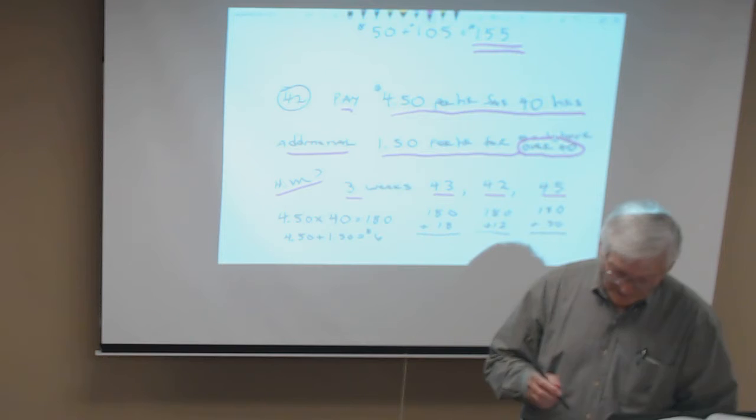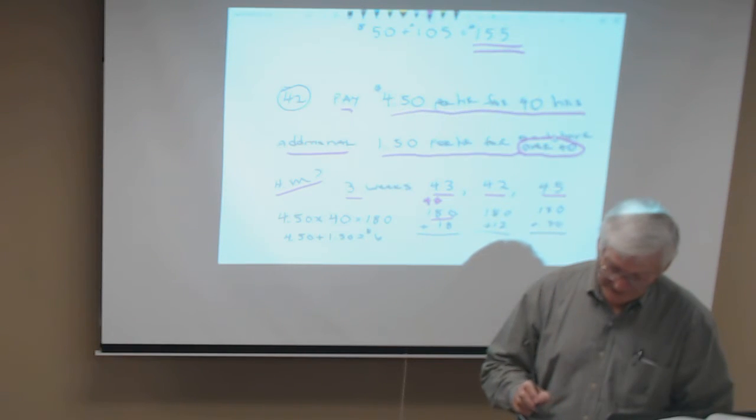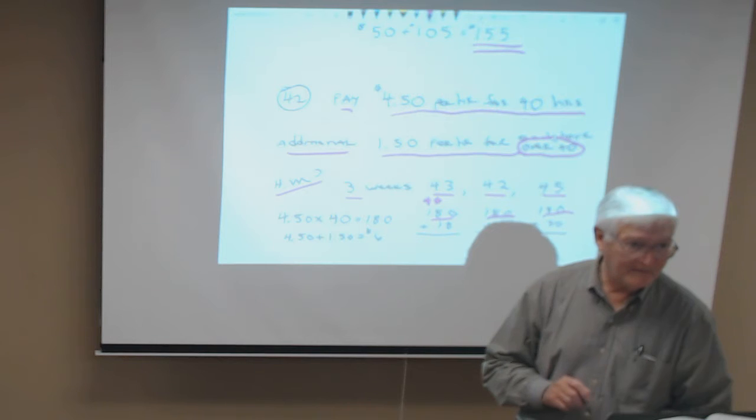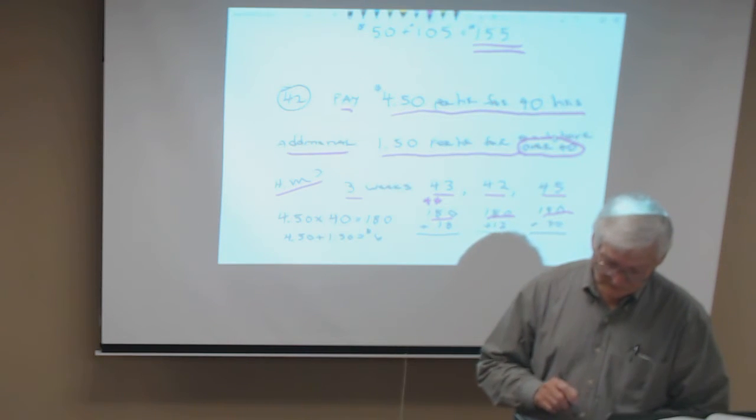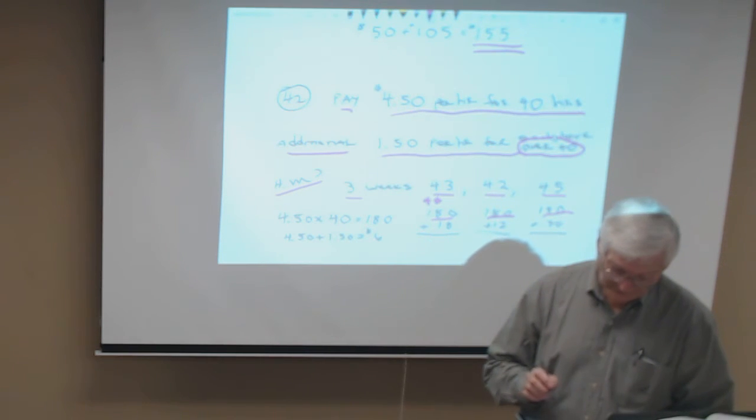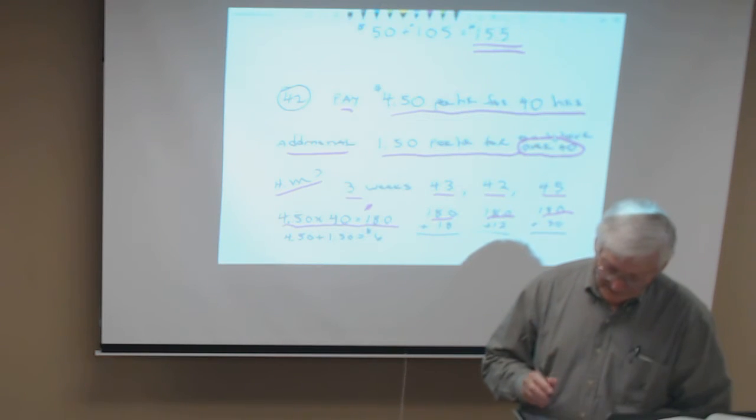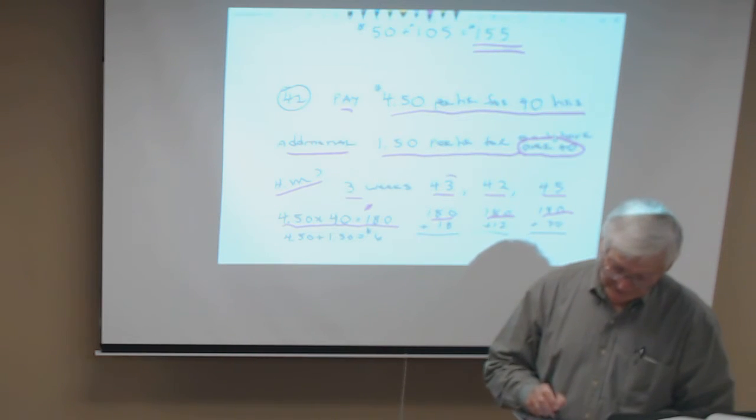Well, what did he get for the first 40 hours? For 40 hours, he got $180, didn't he, every time? Everybody follow that? What's 40 hours times 450? 450 times 40 hours is $180. Then, here he has 3 hours extra. So what's 3 times $1.50?